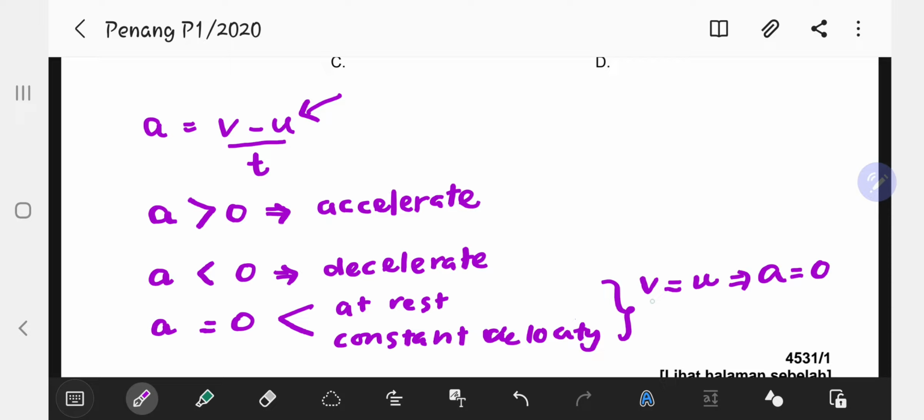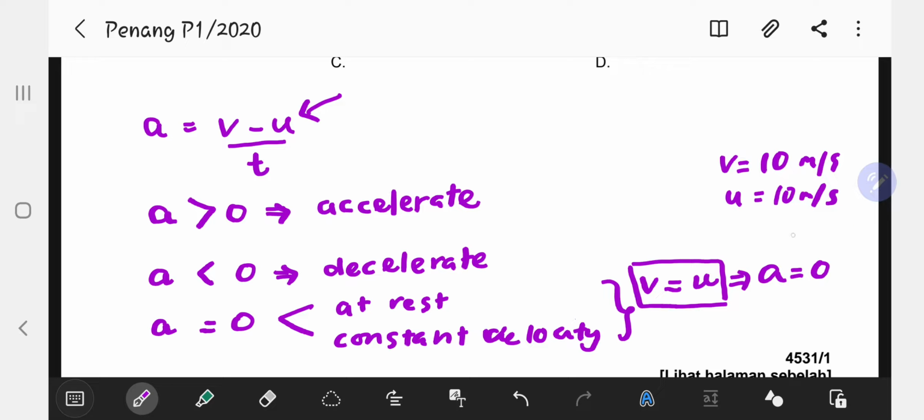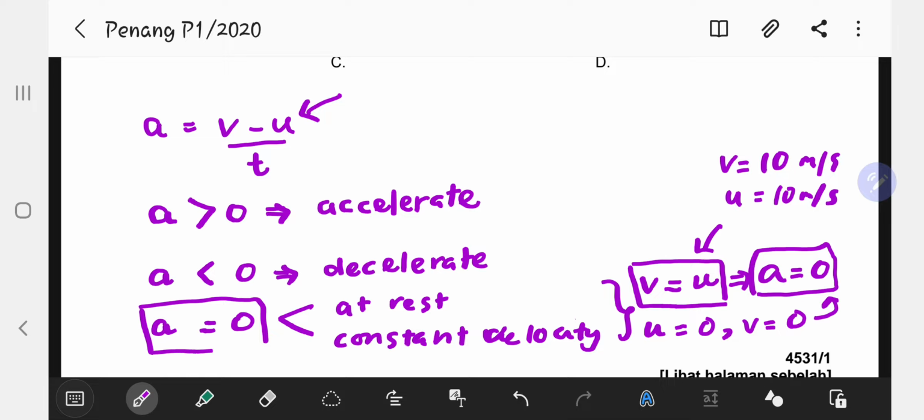So if the object is moving at a constant velocity, this will be the same. What I mean is, if the final velocity is equal to 10 meter per second, and the initial velocity is also 10 meter per second, so U and V are the same. So it will have zero acceleration. Or if the object is stationary, where U equals 0 and the final velocity also equals 0, hence the acceleration will still be 0. So remember that.